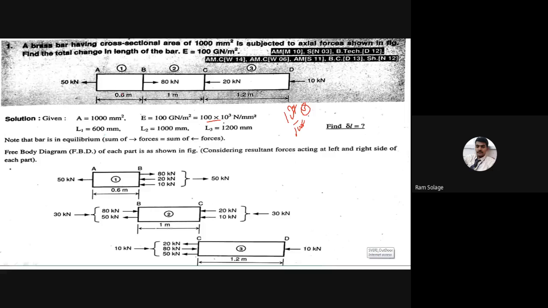E, L1, length of section 1. They have given the value in meter. We have to convert that meter into mm. That is 0.60 into 1000. That is 600 mm. Next, 1 meter. Convert 1 meter into mm. That is 1000 mm. And L3 is given 1.2 meter, means 1200 mm. They are asking the question: calculate the total change in length. Delta L is equal to question mark.